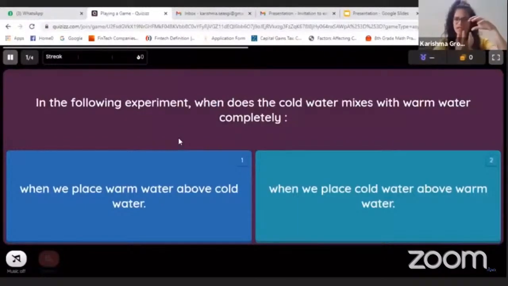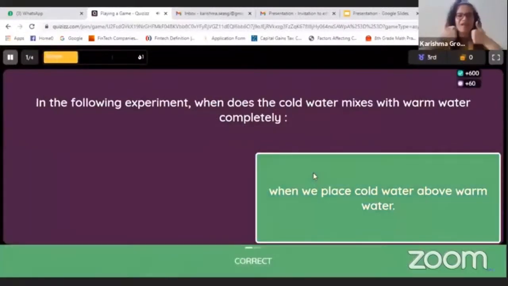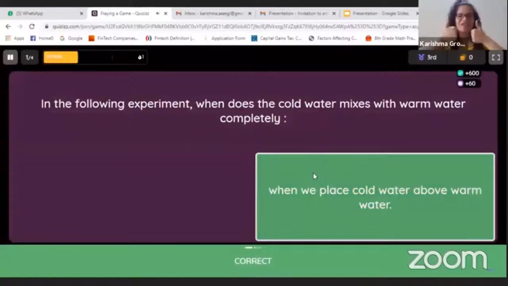Cold water sinks down. It's already down. Will it mix? No. When we place cold water above the warm water, will it mix? Yes, because cold water is heavier. It will start going down. Do you all get it right? Very good.